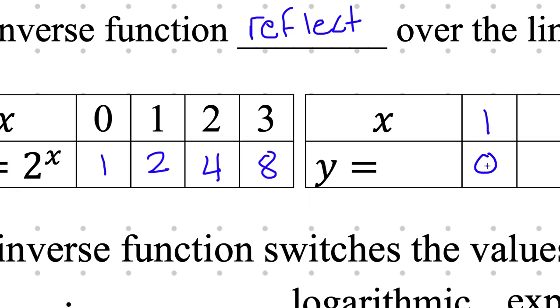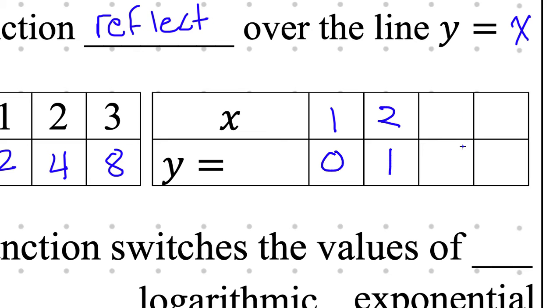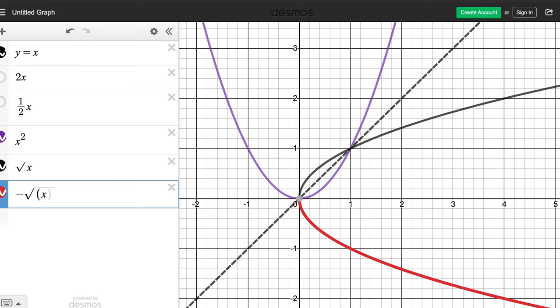So what's the next one going to be? 2 and 1. 2 is x, y is 1. Inverse functions are super easy here. What's the next one going to be? 4 and 2. Perfect. Next point is going to be what? 8 and 3. All the inverse function does is it switches your x and your y's, which is the same thing as saying you're reflecting over the line y equals x.